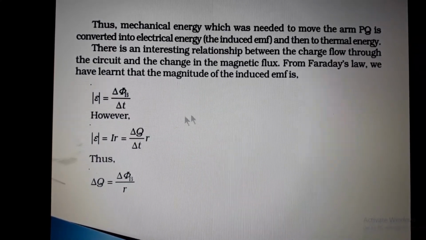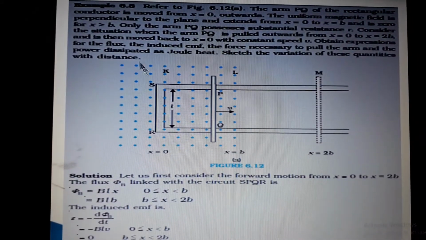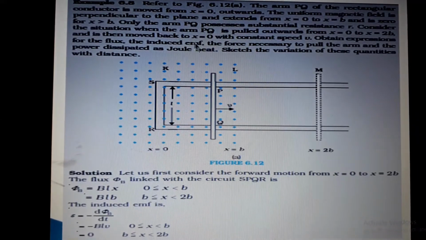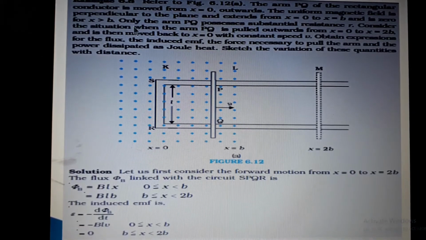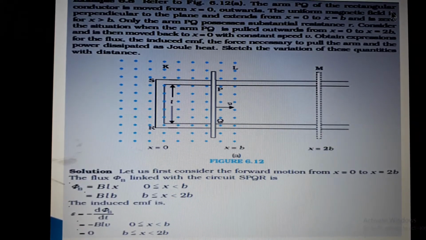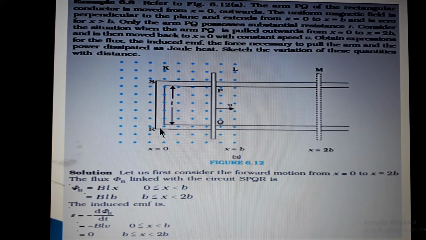Now let's understand one example, which is taken from the textbook. Just see this figure. Refer to the figure. The arm PQ of the rectangular conductor is moved outwards from x equal to 0. The uniform magnetic field is perpendicular to the plane and exists from x equal to 0 to b, so this rod is moved from x equal to 0 to x equal to b.